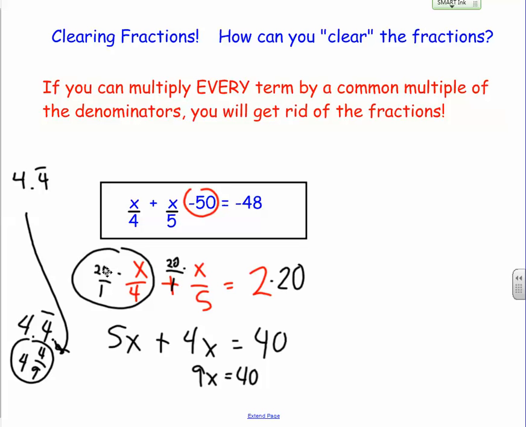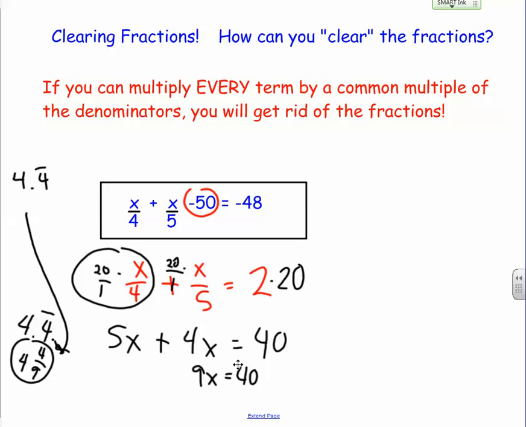And some of you weren't sure. Some of you were multiplying 20 by 4. But remember, 20 over 1 is the same thing as 20. So it's 20 times x divided by 4, or 20 divided by 4 times x, and that gives us 5x. And 20 divided by 5 is 4, and 4 times x is 4x. And 2 times 20 is 40. So we get 9x is 40.